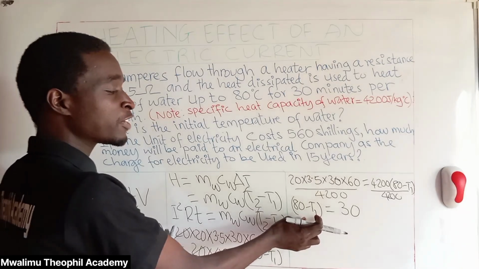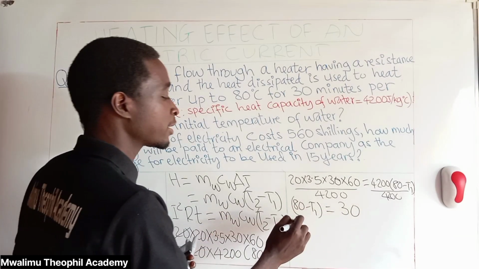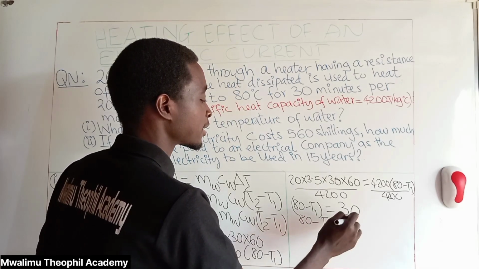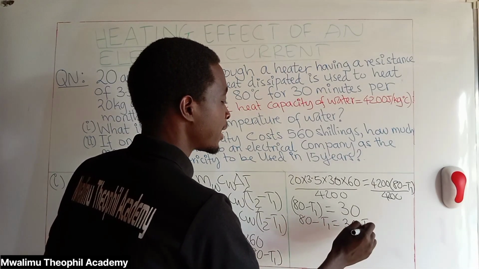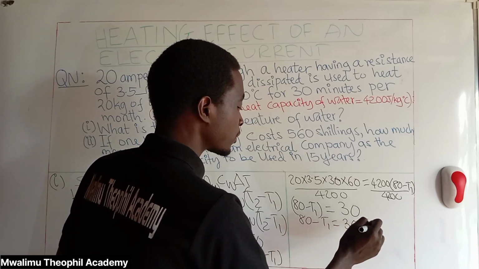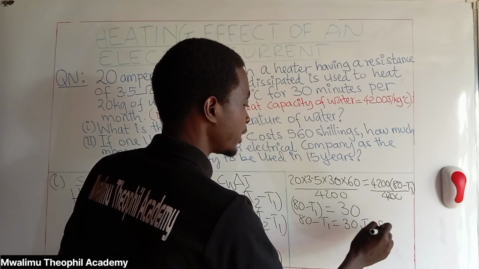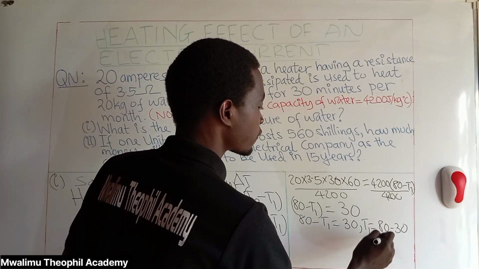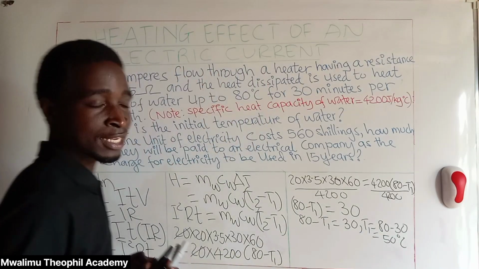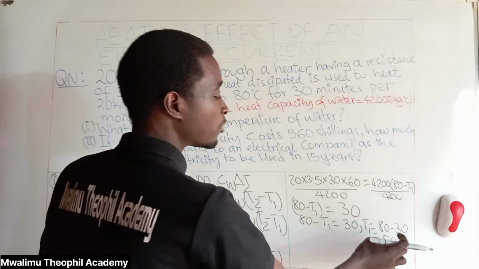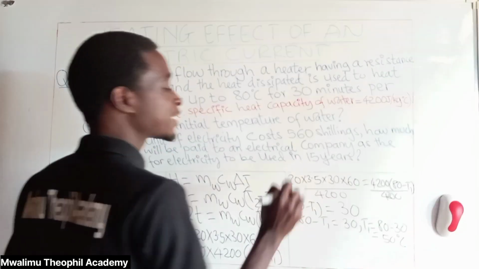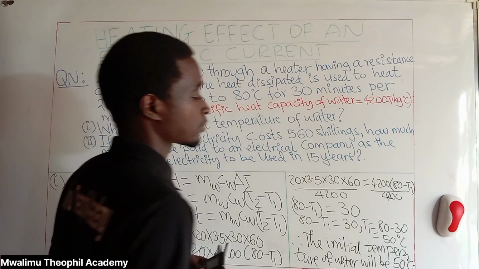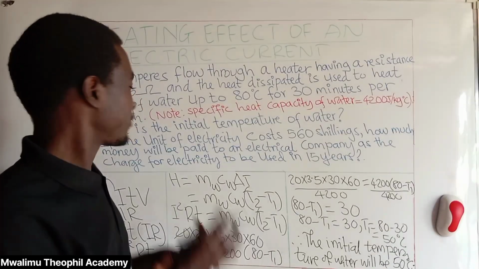Now the difference in temperature is 30. So to get T1, 8 minus T1 is equal to 30. So T1 will be equal to 8 minus 30, which is 50 degrees Celsius. Now the initial temperature of the water is 50 degrees Celsius. This is the answer for the first part.